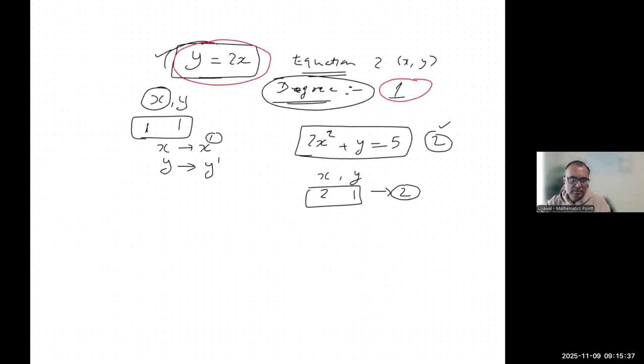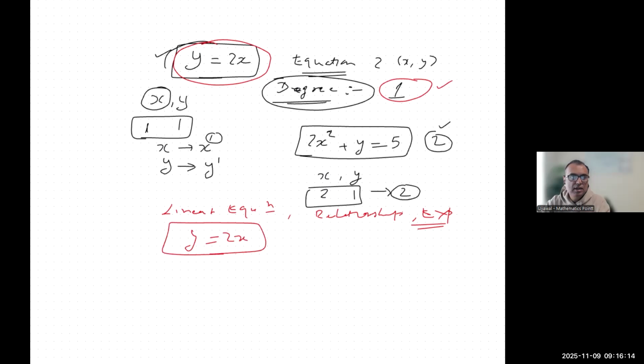So any equation or an expression which has a degree equal to 1 is called a linear equation or linear relationship or linear expression, depending upon what you're dealing with. So this y equals 2x is a linear equation or a linear relationship.